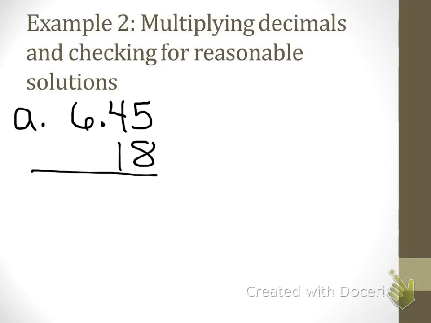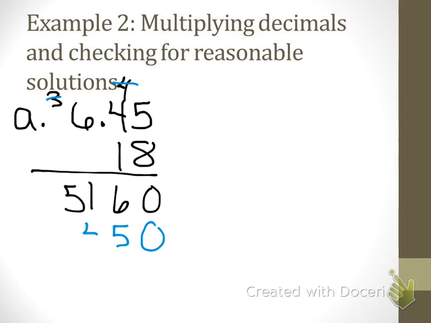5 times 8 is 40. 4 times 8 is 32, plus 4 is 36, and we carried it over, and 6 times 8 is 48, plus 3 is 51. All right, now remember we want that 0 placeholder on our second line of multiplication. 5 times 1 is 5, 4 times 1 is 4, and 6 times 1 is 6.